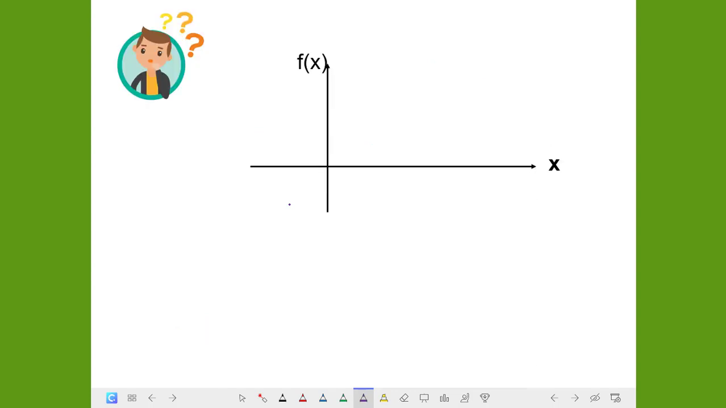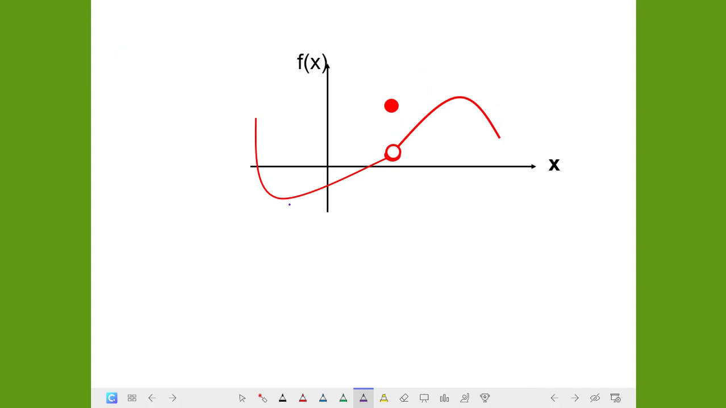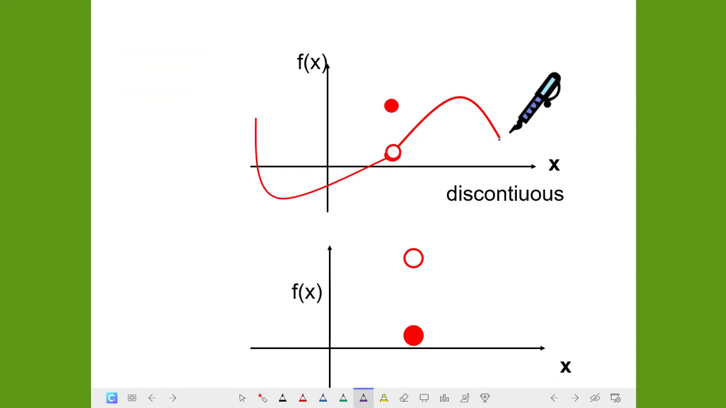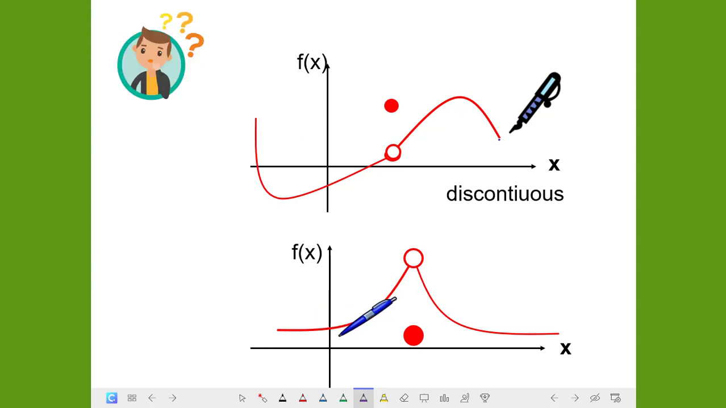And this one, we check, stop, and continue drawing. Even though this one is only one point, one hole, we still need to stop here and continue. Lift the pen and continue. So this one is considered discontinuous. This one is also considered discontinuous.